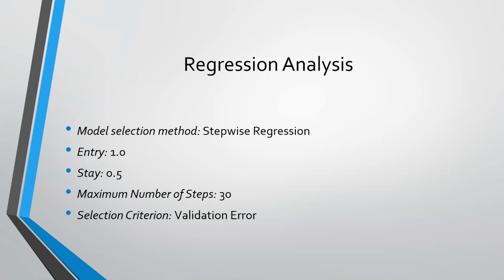Lastly, the number of steps was set to 30 and the selection criteria is set to validation error since the purpose is to estimate and make a decision for the final output.